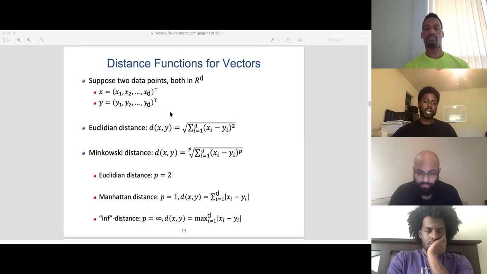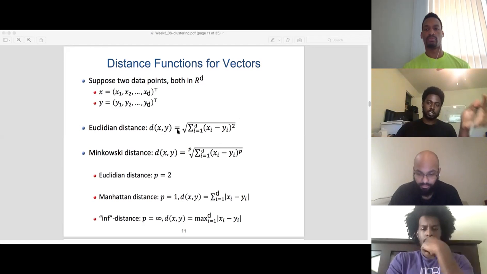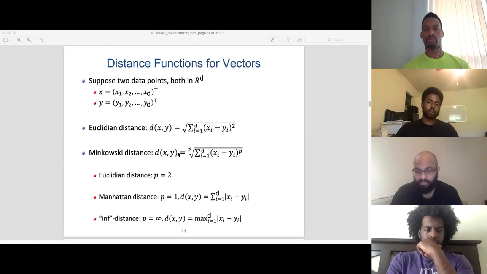This can be generalized into the Minkowski distance. So rather than squaring the difference and then taking the square root of the sum of all the differences within your data points, you just generalize it to some p. So you take it to the power of p, and you take the p root of that, right? And so with that understanding, the Euclidean distance is just the Minkowski distance with a p value equal to 2.